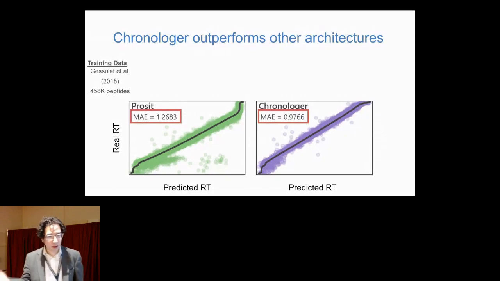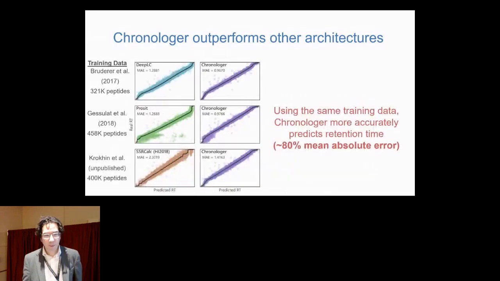Chronologer achieves maybe about a 20% reduction in that mean absolute error. And this holds for all of the really high quality learning tools out there right now. So DeepLC is a very powerful tool that is similar in scope to Prosit with some additional learning features. And again, we're still achieving pretty much that same 80% mean absolute error versus the predictions. Again, compared against an unpublished SSRCalc, the most modern version of SSRCalc from Ole Kronken's group.